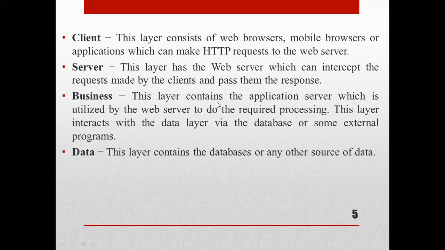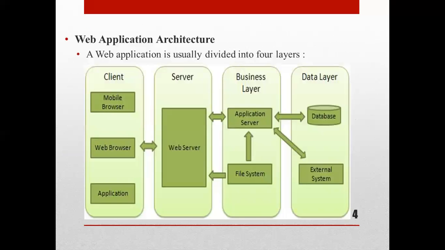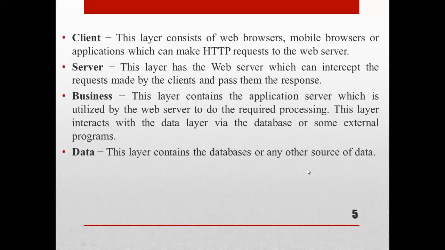Then third one is business layer. This layer contains the application server, which is utilized by the web server to do the required processing for the HTTP request. This layer interacts with the data layer via the database or some external programs. Here you can see this business layer contains the application server. This application server interacts with the data layer for the database or interacts with some external systems.